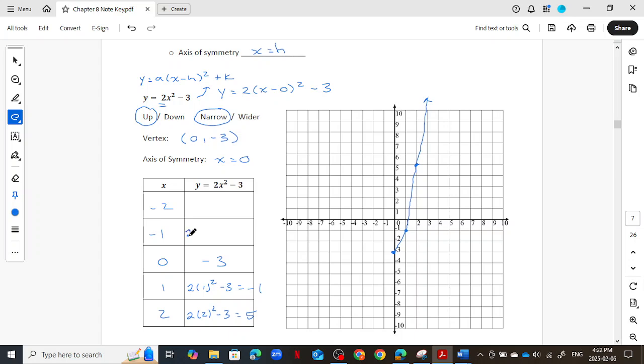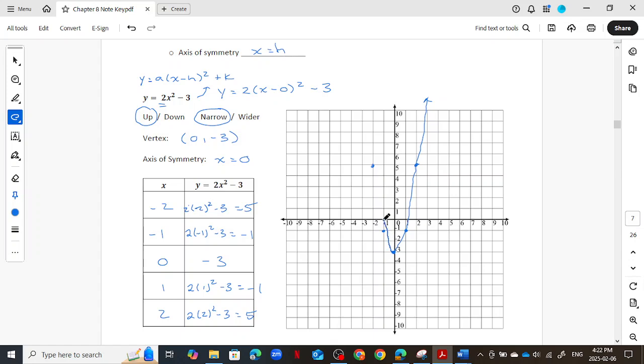Or maybe you just have real trust issues and you just want to plug it in. So you could plug in 2 times -1 squared minus 3. You can do it in your head. -1 squared is 1, times 2 is 2, minus 3 is -1. Oh, look, I have a point at -1, -1. From the vertex, I went over 1. Instead of up 1, I went up 2. Then I'd go over 2, and instead of up 4, I'd go up 8. Or if you have trust issues, you could go 2 times -2 squared minus 3. 4 times 2 is 8, minus 3 is 5. Oh, look, -2, 5. Right?